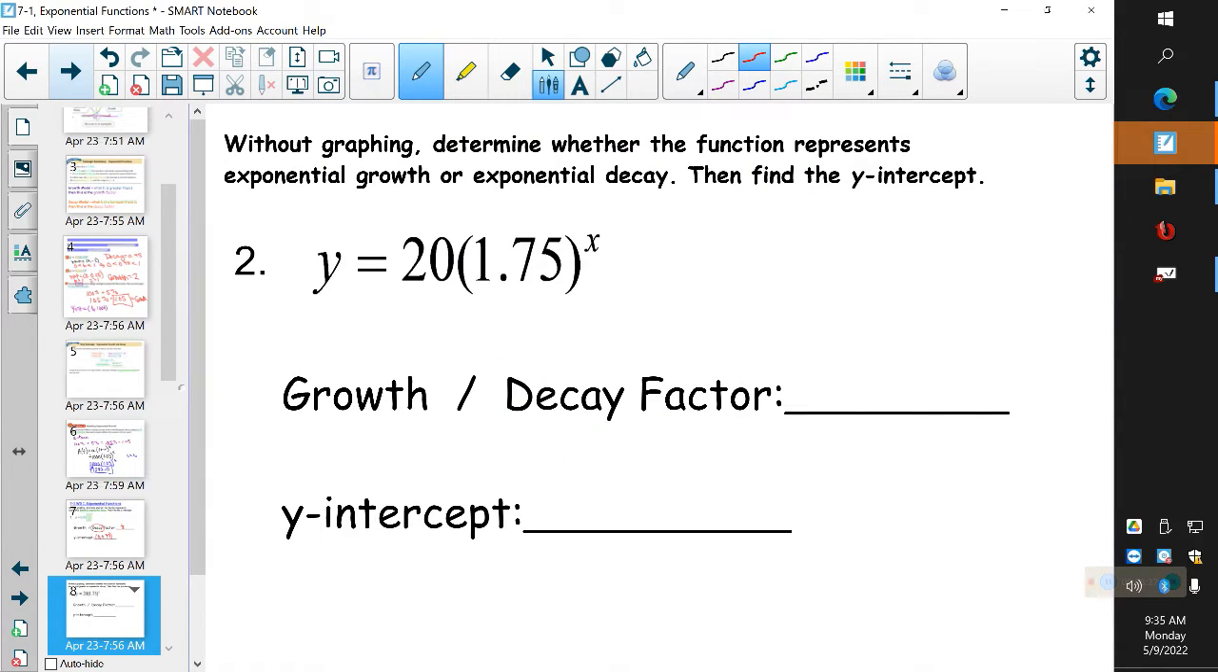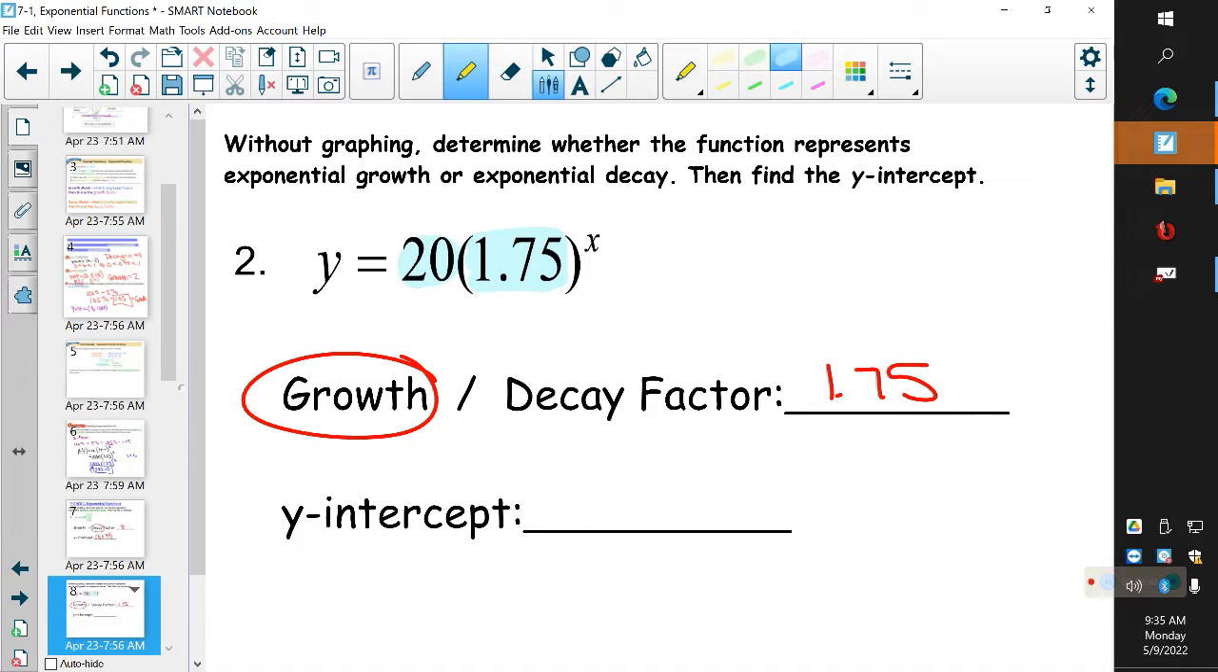Next, number 2, it says, without graphing, determine whether the function represents exponential growth or decay. So let's go on the inside. That's 1.75. Is that larger than 1 or a fraction? It's larger than 1, so that means I'm going to have growth. And 1.75 is my growth. And then I want to know what my y-intercept is. My y-intercept is going to be this right here, so that's going to be (0, 20). So that is how you're going to do problems 1 through 4.